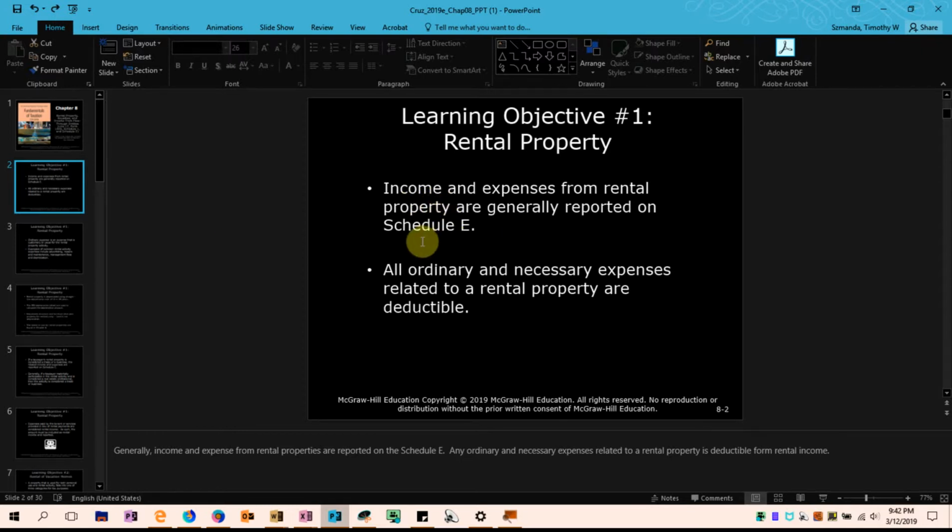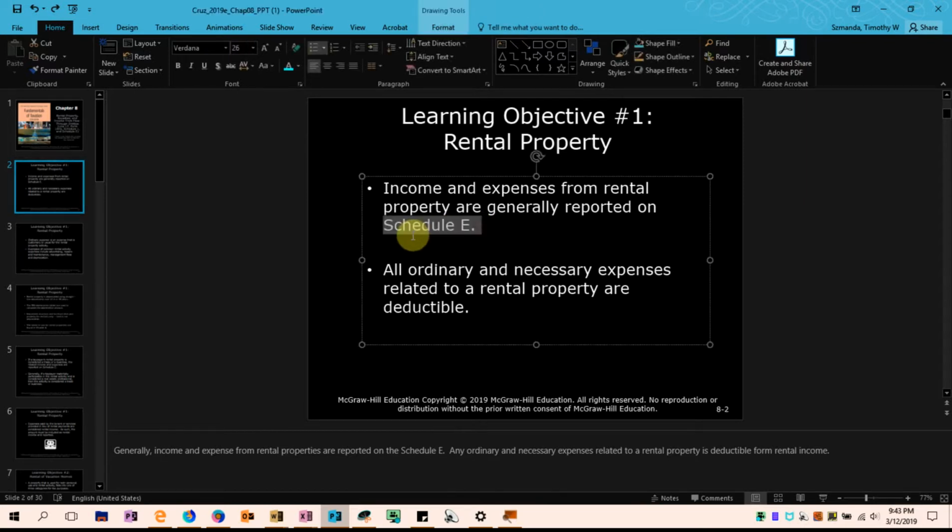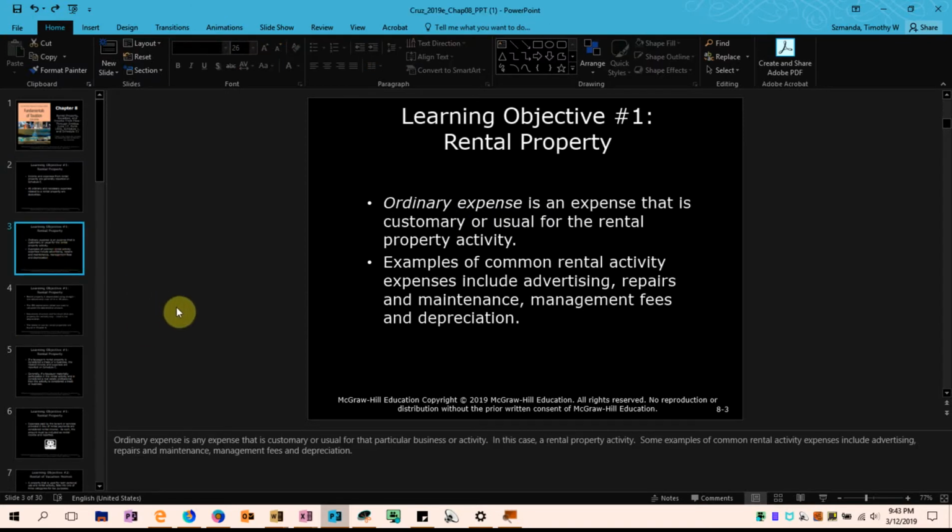We report generally our income related to rental properties on Schedule E, and any expense that relates to generation of that income is also reported on Schedule E. There's an exception to this, and that is that if the taxpayer is in the business of renting real estate, that's what they do for a living, then it wouldn't be reported on Schedule E, it would be reported on Schedule C, like any business.